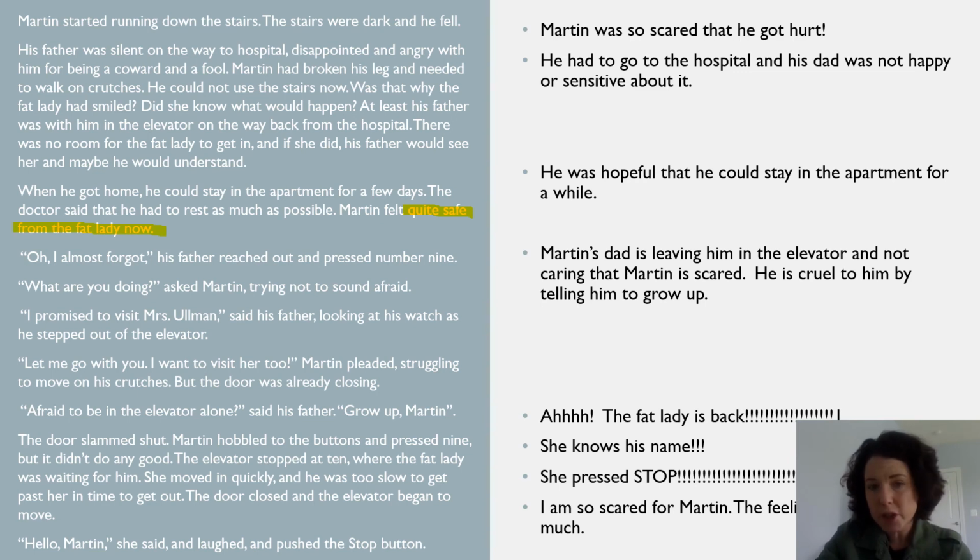"Afraid to be in the elevator alone?" said his father. "Grow up, Martin." The door slammed shut. Martin hobbled to the button and pressed 9, but it didn't do any good. The elevator stopped at 10, where the fat lady was waiting for him. She moved in quickly, and he was too slow to get past her in time to get out. The door closed, and the elevator began to move. "Hello, Martin," she said, and laughed and pushed the stop button.